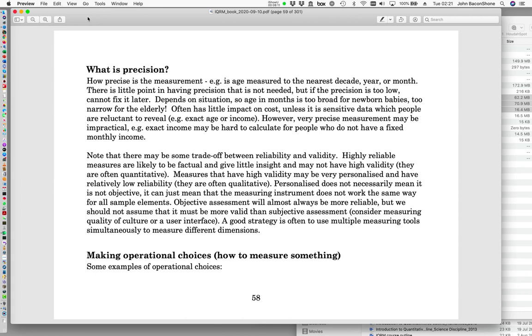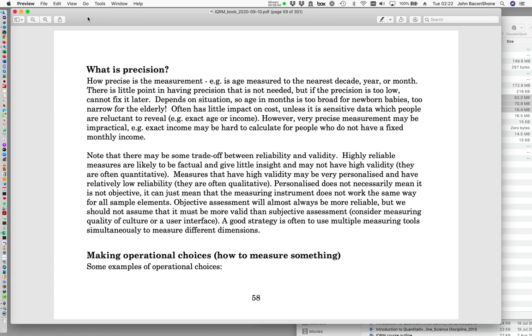Now, having considered these three key criteria, we need to realize that there may be some trade-offs, particularly between reliability and validity. Obviously, ideally, we would like a very reliable measurement and a very valid measurement. But highly reliable measures are likely to be very factual and may not have a very high validity. Conversely, measures that have very high validity may be very personalized and may have relatively low reliability. Personalized does not necessarily mean it is not objective. It can just mean that the measuring instrument doesn't work quite the same way for all the sample elements.